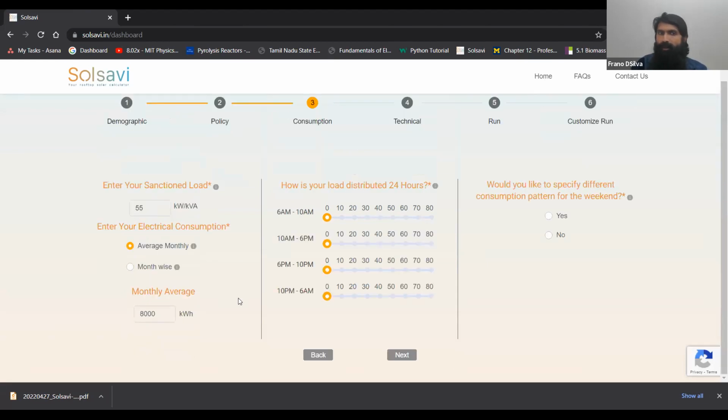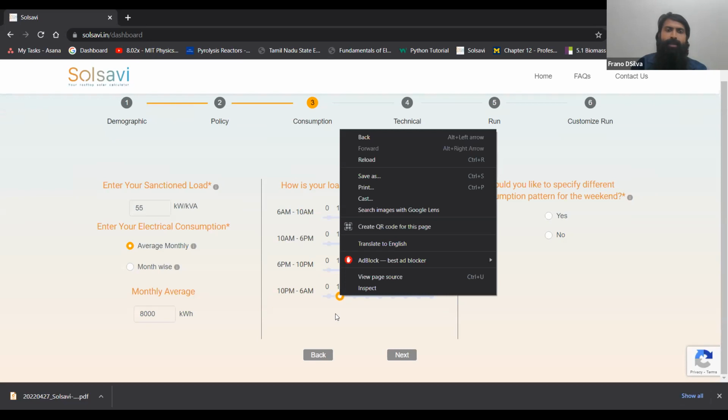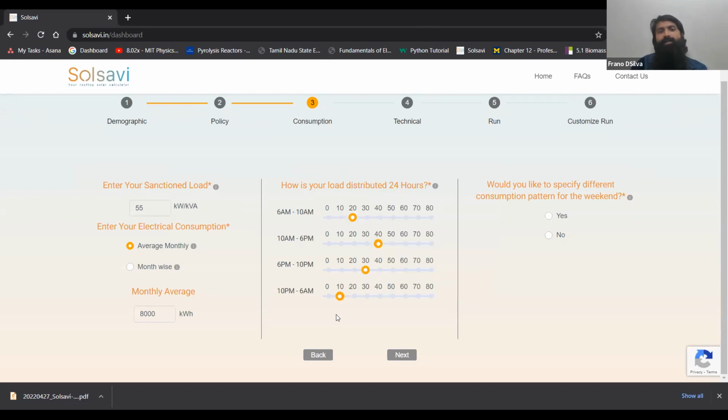Moving further, to define our load consumption or the percentage of the consumption in the different time sections, we have given 40% of the consumption to be allocated between 10 a.m. to 6 p.m., 20% between 6 a.m. to 10 a.m., 30% between 6 p.m. to 10 p.m., and a meager 10% in the wee hours of the night for that location.